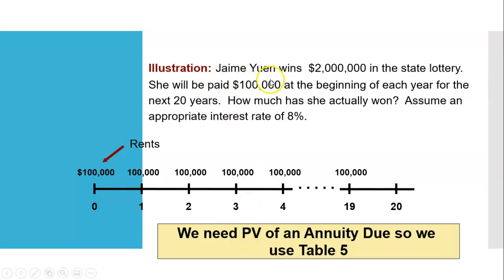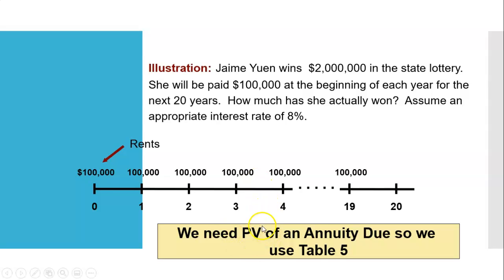Here's Jamie. She wins $2 million in the lottery. We already worked this problem before, but now she's going to be paid $100,000 at the beginning of each year for the next 20 years, where before we looked at the end of each year. How much has she actually won? In other words, what's the present value? The interest rate is 8%. She's getting 100,000 today and then 100,000 at the beginning of each year for 20 years, so she gets the $2 million that way. But what is that worth today?